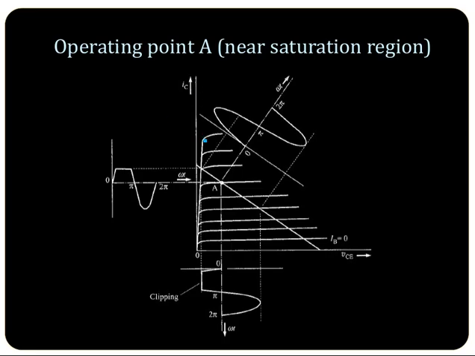First, the operating point at A, near the saturation region. This is the quiescent point. What do we mean by quiescent point? The operating point when no input signal is given. If you draw a perpendicular to the load line, that is the axis of the IB current, and we are going to see the variation of IB current. This is the input current variation.